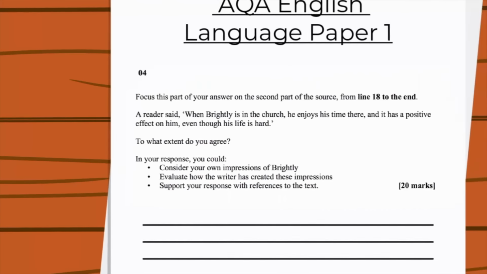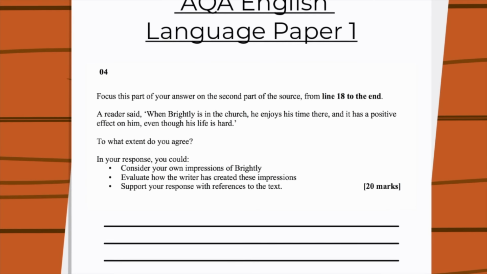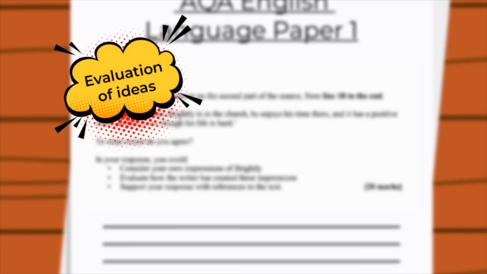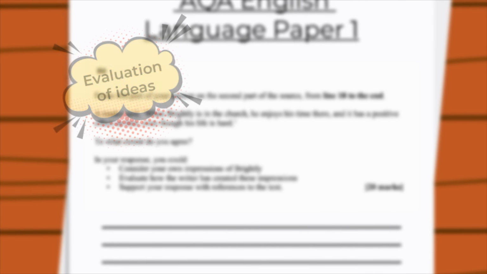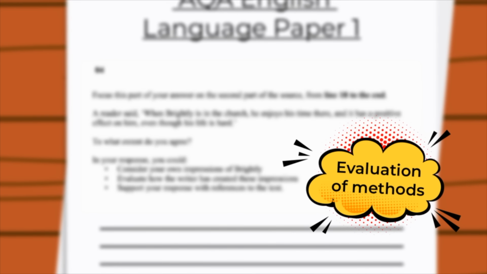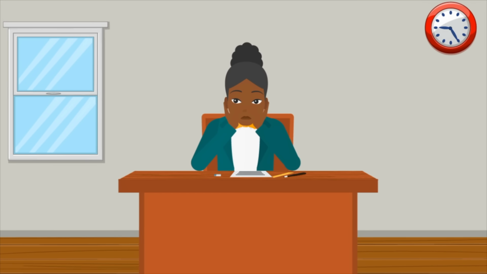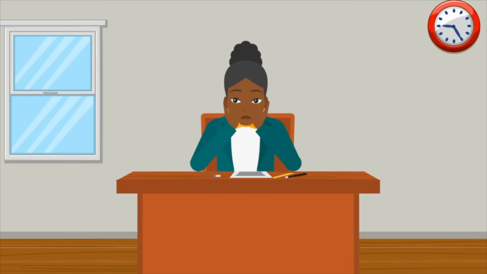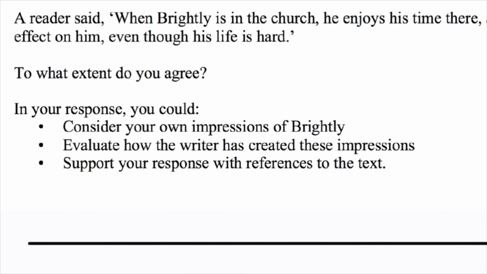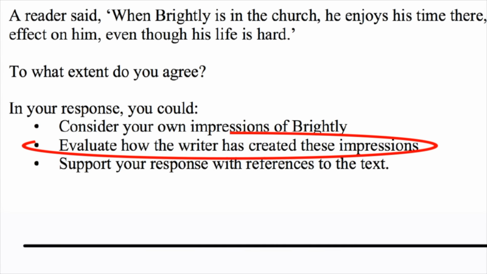The key skill in question 4 is evaluation. You're evaluating essentially two things. Number 1, the ideas in the source in relation to the statement in the question, and number 2, the methods used by the writer to convey these ideas. A continual sticking point for many students has been with the evaluation of methods, so let's look at that in more detail, focusing on that second bullet point to evaluate how the writer has created these impressions.